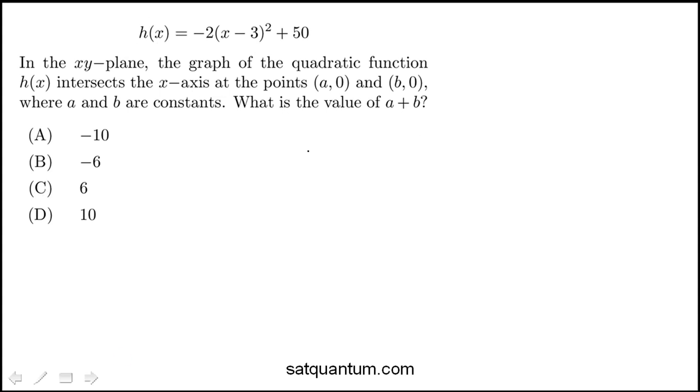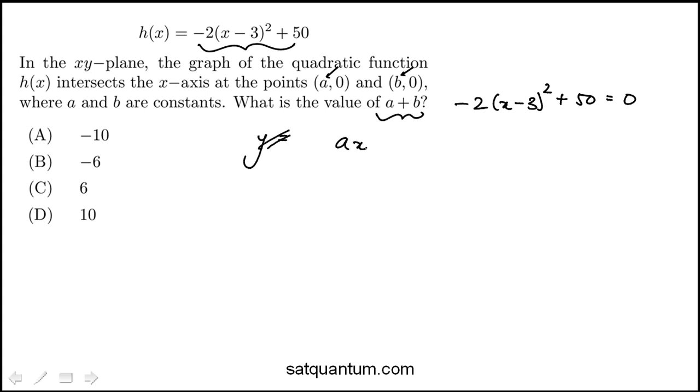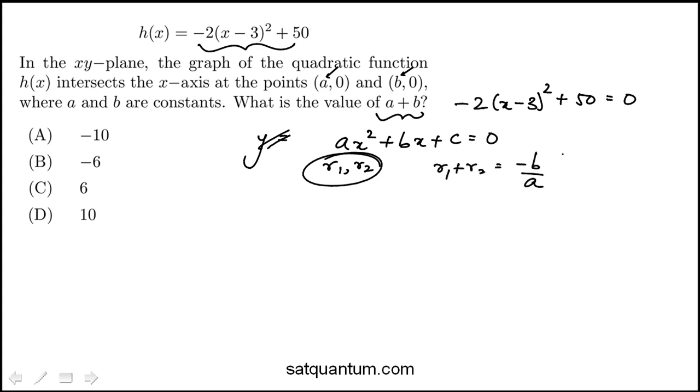The other way is, once you realize that A and B are the roots of the corresponding quadratic equation, what they're really asking for is the sum of those 2 roots. So if you have a general quadratic equation of this form, and R1, R2 are the 2 roots, then the sum of those 2 roots is minus B over A. That's an important property to know, and we're going to apply that here, because that's essentially what they're asking for.